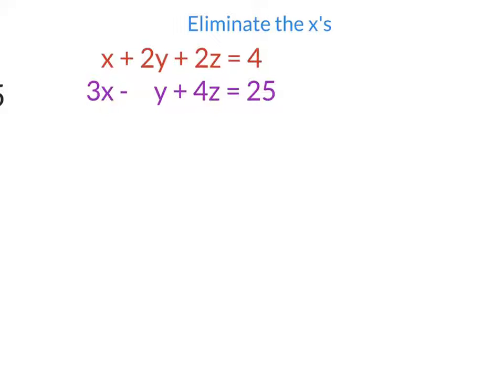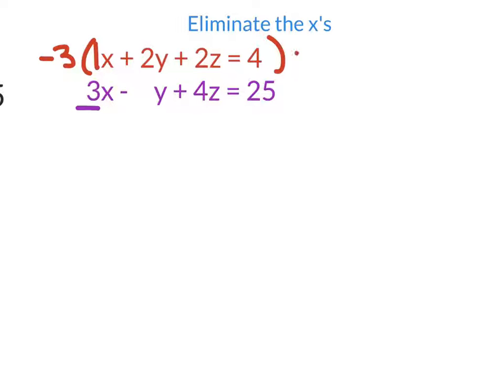Okay, so to do this, and again I'm working in red here, I need the coefficients of the x's to be opposites. Now in purple I've got a positive 3 right there, which is good. We want that. But right now the coefficient of the x in the red equation is just a 1. I want it to be the opposite of 3, which is negative 3. So to do that, I would need to multiply it by negative 3.